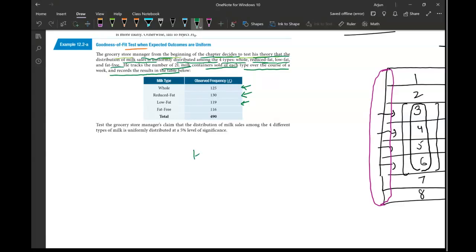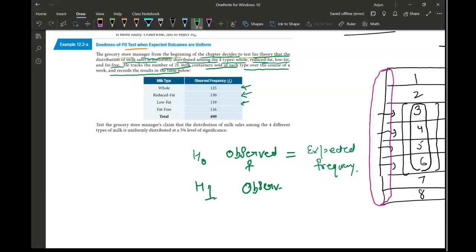Although his sample size is a little off, he says that the observed frequency of the different milk bottles is equal to the expected frequency for different milk bottles. The alternate hypothesis will be that the observed frequency is not equal to the expected frequency.